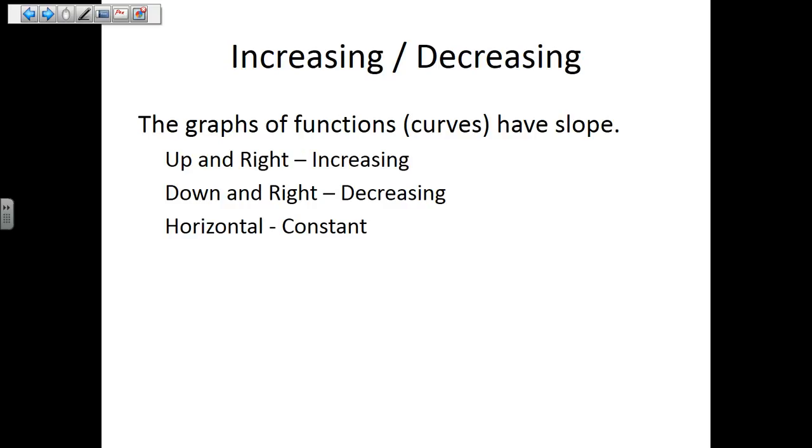When a function moves down and to the right, we call that decreasing. That means that generally it has a negative slope. And if the function is horizontal, we call that a constant. It has a zero slope.